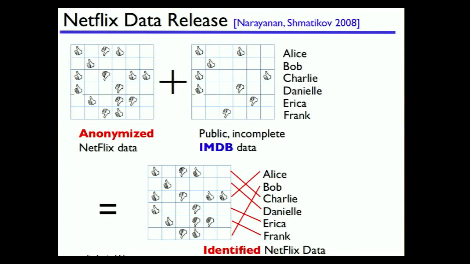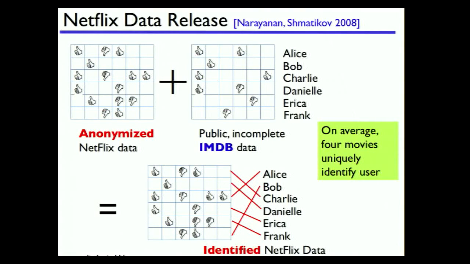What they were able to show is that it wasn't too difficult to re-identify the records on the left based on this very partial and incomplete information available on the right. In fact, on average, it took about 4 movies to uniquely identify a user. And as a result of this work and the publicity it created, the second round of the Netflix competition, which was meant to take place in 2010 or so, was postponed basically indefinitely.